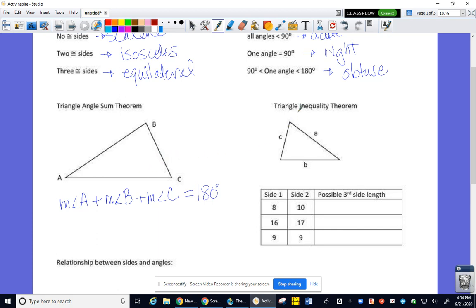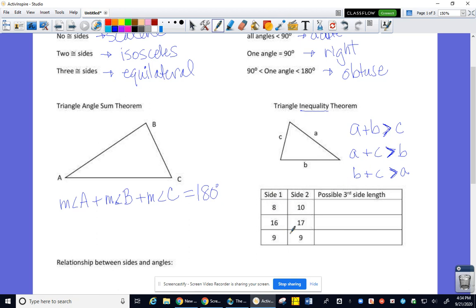Something that you might not recognize is this thing called the triangle inequality theorem, which says that in a triangle, any two sides have to add up to be bigger than the third side. So you take any two numbers and add them, and it has to be bigger than the third side. So maybe A plus B, or A plus C, or B plus C. It does not matter which two sides you pick. Any two sides have to add up to be bigger than that third side.